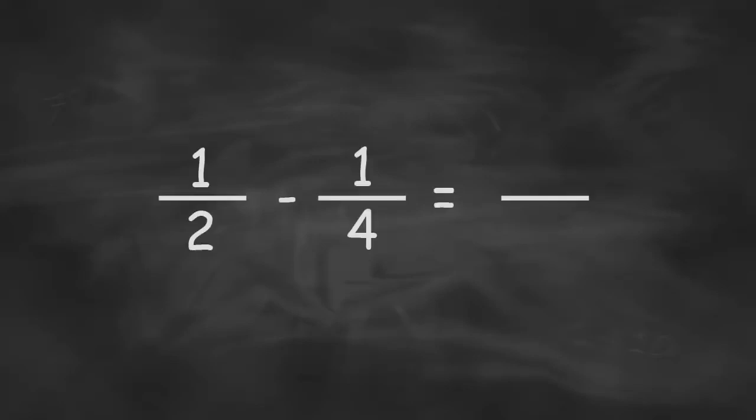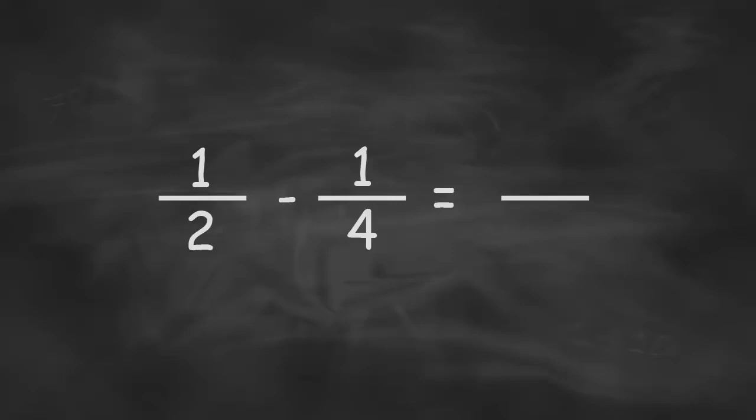This next example seems a little harder, but it's pretty easy as well. So we have 1/2 minus 1/4. Now we can't just subtract 1/4 from 1/2 because they're not the same thing. It's like subtracting apples from oranges. But we can see in this example that it would be pretty easy to turn our half into quarters.